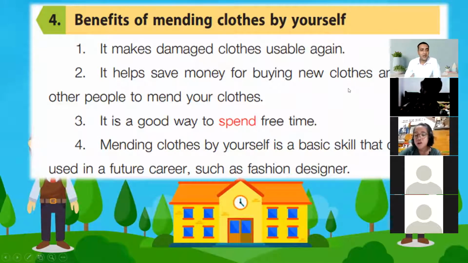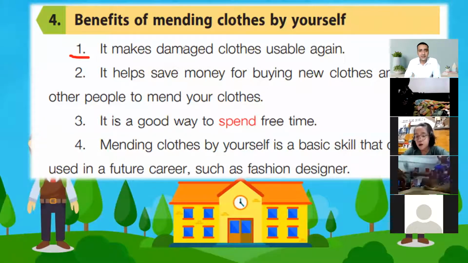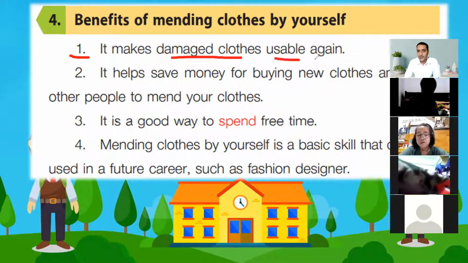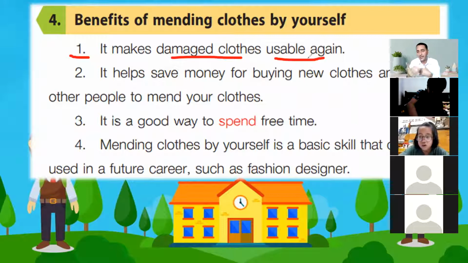Now here, number 4, benefits of mending clothes by yourself. Okay, if we mend our clothes by ourselves, what will be the benefit for us? So here are some of the important benefits we can get by mending clothes ourselves. Number 1, it makes damaged clothes usable again. So for example, if our clothes are damaged and we mend them ourselves, we can use them again and again. Okay, we can use them all the time.